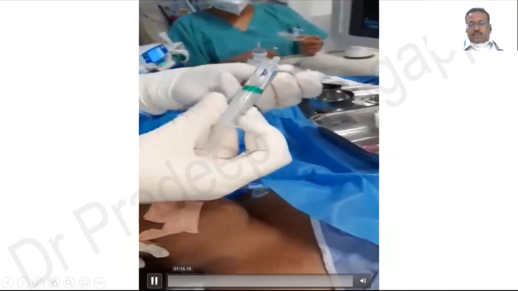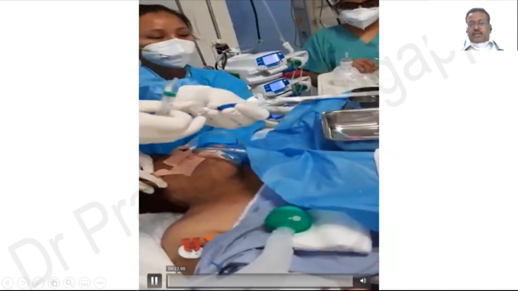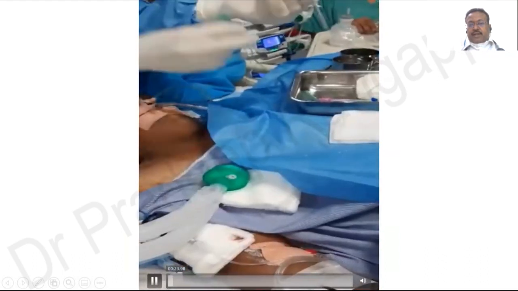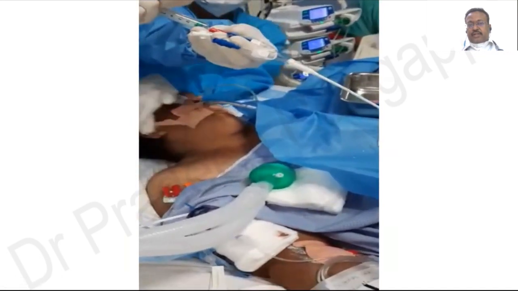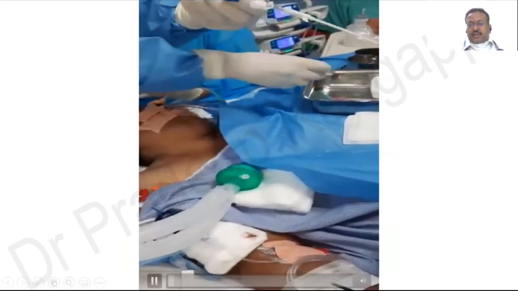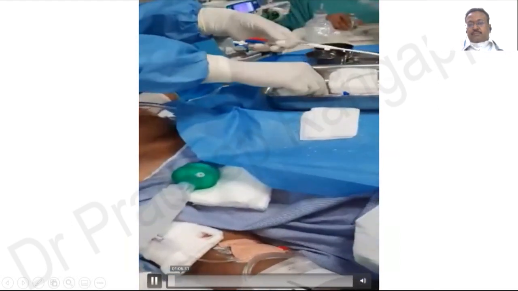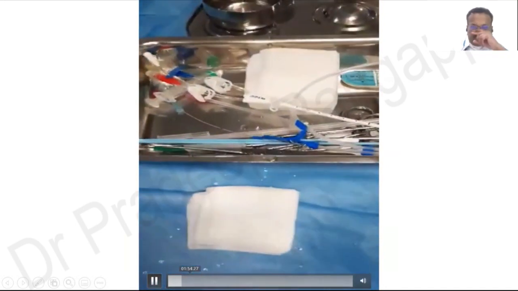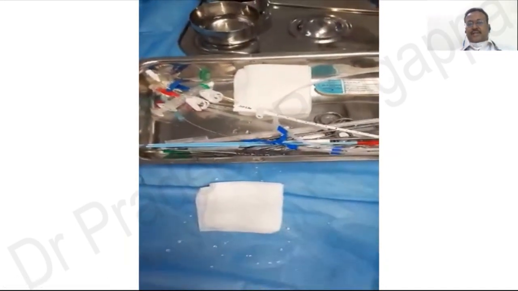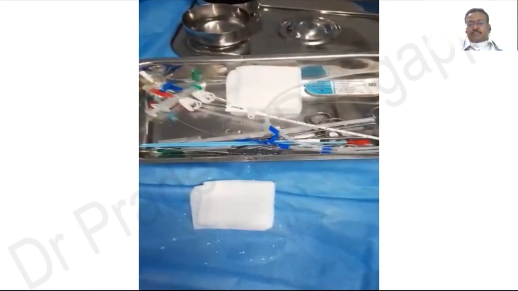You can just go through some of the steps. As you see, the person doing the procedure is ensuring the lumens are patent, and he has flushed all the lumens to make sure there is no air that gets infused when they are putting the catheter in. So he's taking a local anesthesia. Just go through the steps. That is the set that the person doing the procedure has kept there.